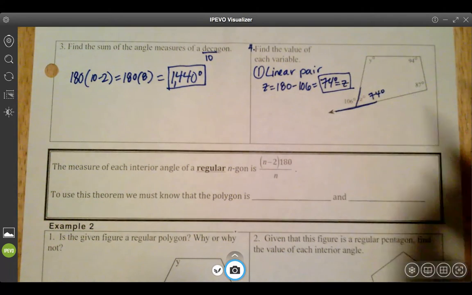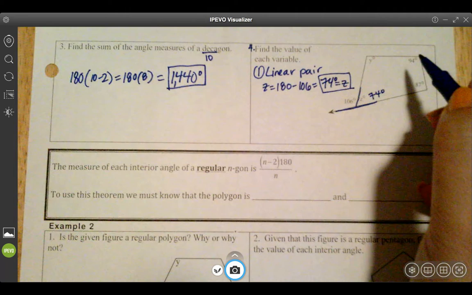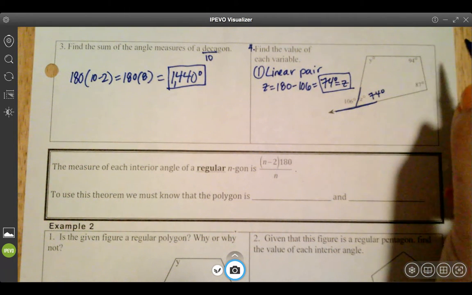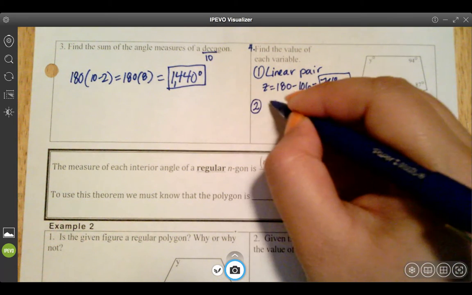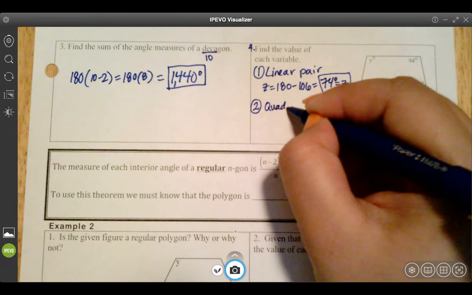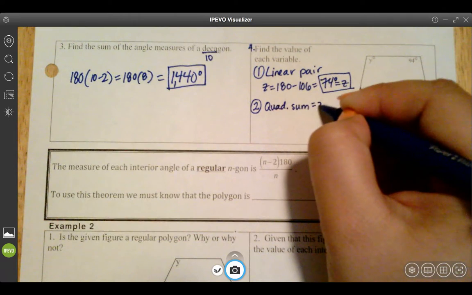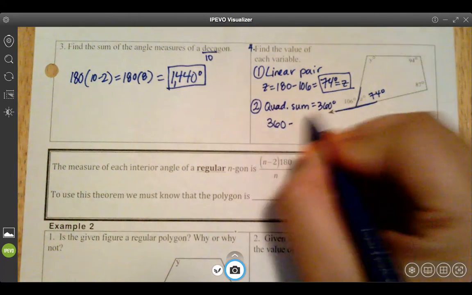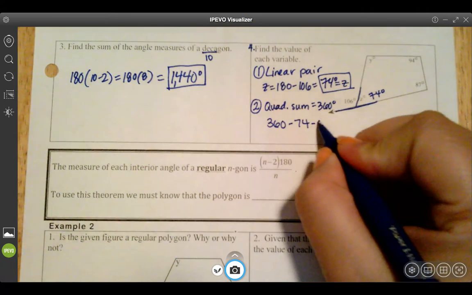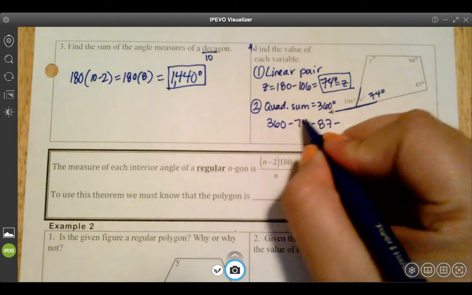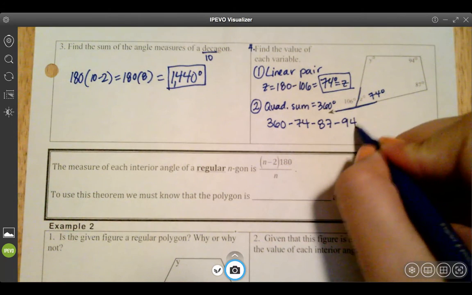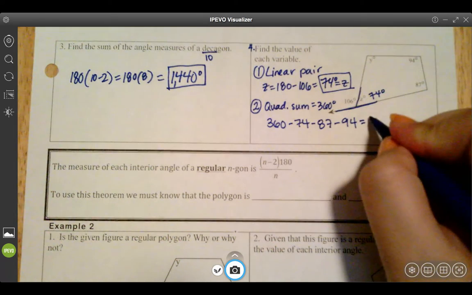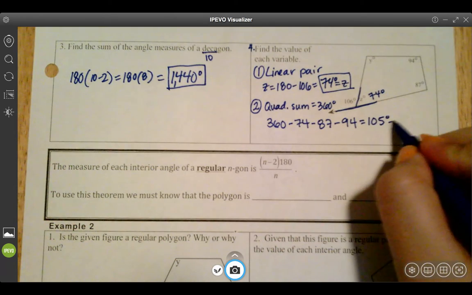I can find y by saying this is a quadrilateral. If you look back at number 1, we found that the angle sum for any quadrilateral will be 360. So quadrilateral sum is 360 degrees. So we say 360 minus 74 minus 87 minus 94 equals 105 degrees, and that is y.